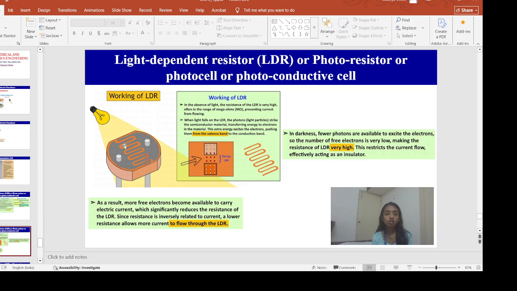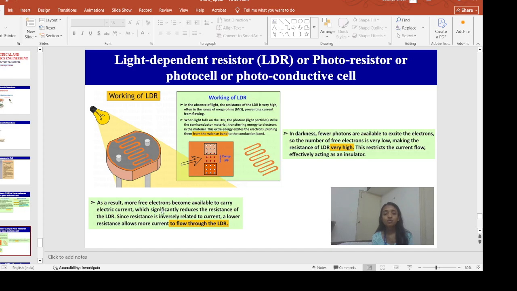But when light falls on this LDR, the photons, that means the light particles, strike this semiconductor material and transfer their energy to the electrons in the material. This energy will excite the electrons in the semiconductor. We know that at 0 Kelvin the valence band of a semiconductor is completely filled. So upon absorbing the light energy, these valence band electrons get excited and jump to the conduction band.